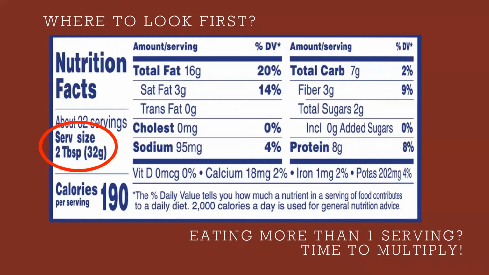Well, the first place to look at a nutrition label is the serving size. How much do you eat when you eat this item? I know for a peanut butter sandwich, I might choose to eat 2 servings. Well, if a serving is only 2 tablespoons, then you only have to have 4 tablespoons to make that 2 servings. Then it's time to multiply.